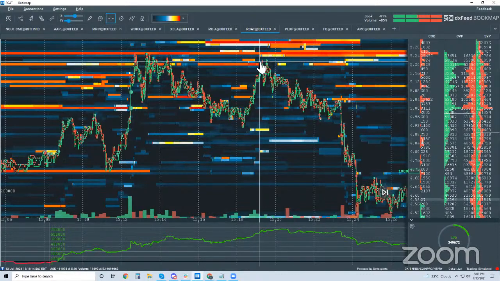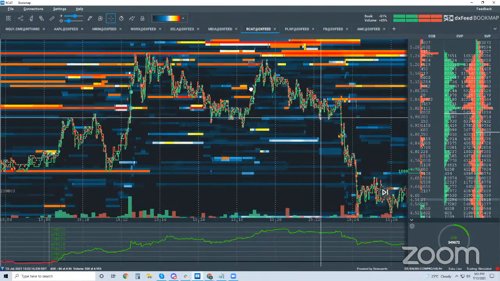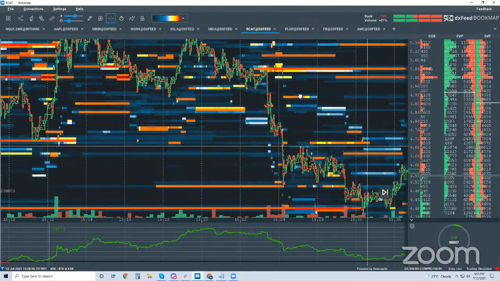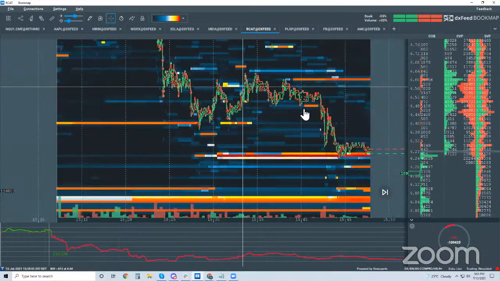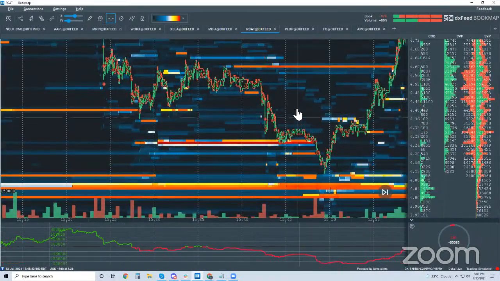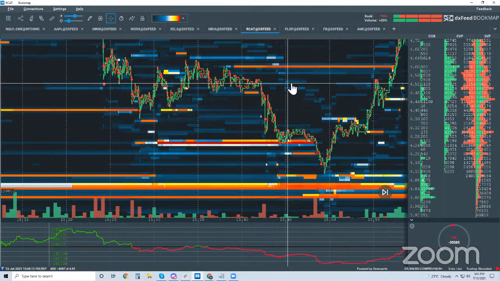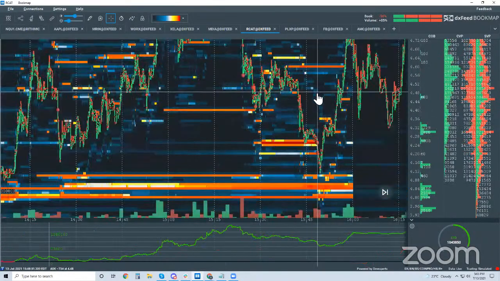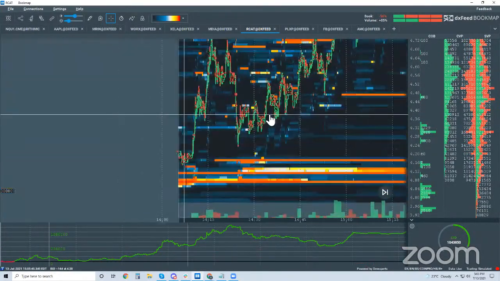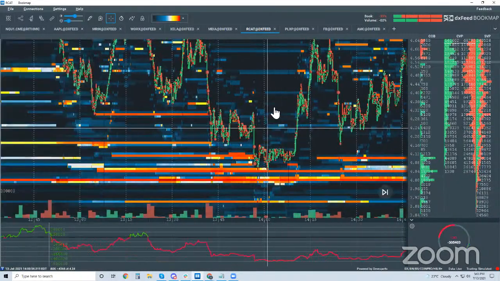All right, and I want to show another example too. So that's trapped volume. I want to show that other example here of absorption, where you'll see CVD dropping and dropping and dropping, but it cannot go lower. And that's the opposite divergence. I don't know if it's positive or negative, whatever. It does not matter. It's understanding these concepts.